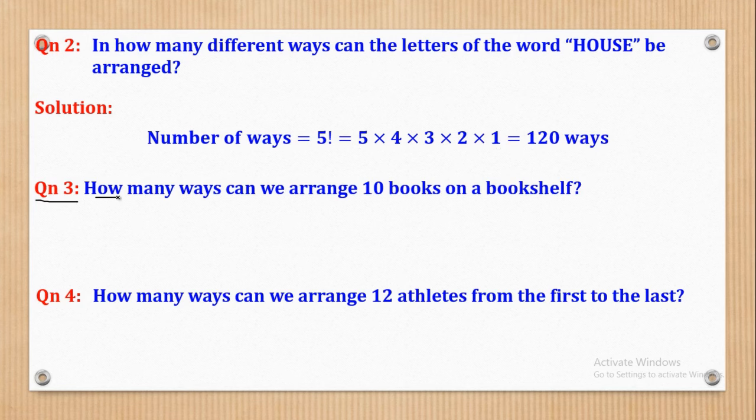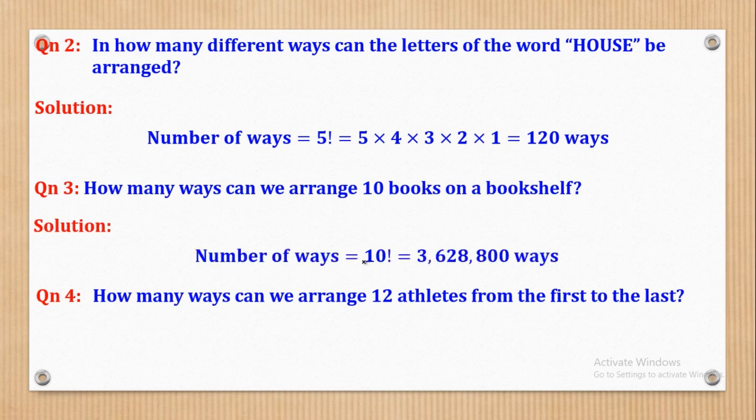Question 3 says, how many ways can we arrange 10 books on a shelf? So there are 10 different books, therefore the number of ways will be 10 factorial. And 10 factorial, like I said, it's okay to move from here up to the final answer. Therefore, when you press the calculator, 10 factorial will give you 3,682,800 ways. So now we shall go to question 4.